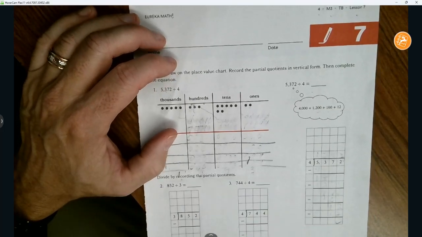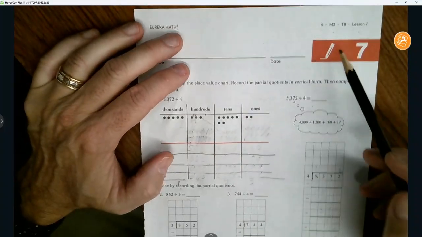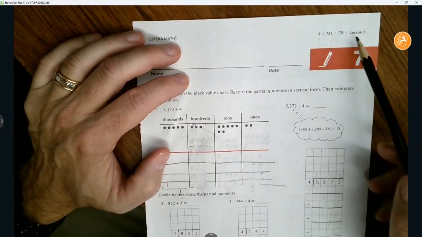All right, we're back. I'll explain all this in a minute. Eureka Math Squared, fourth grade, module 3, lesson 7, homework help.